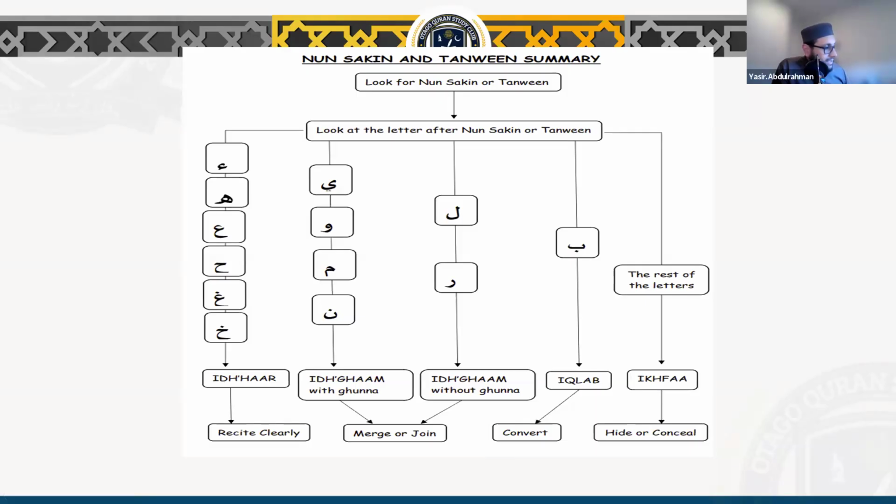And linguistically it means hiding the letter. However, the applied definition is pronouncing the letter with a characteristic between idhar and idgham. So it's not idhar, it's not idgham. It's between idhar and idgham, stripped of any shadda, because if there is shadda on it, that means it's idgham. With a ghunna remaining on the first letter, that's remaining from the first letter, right?